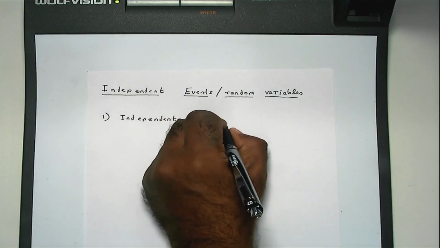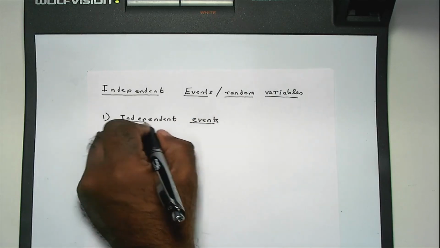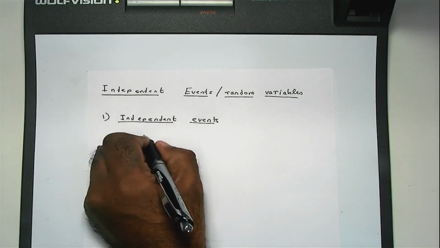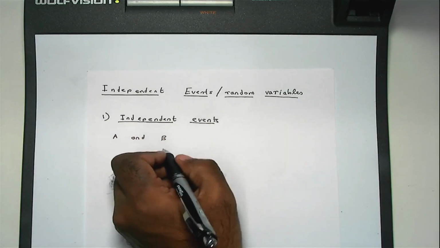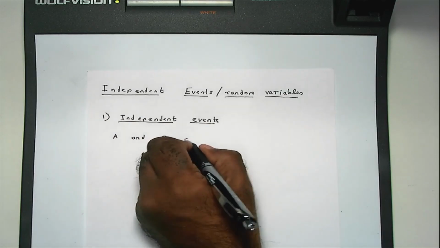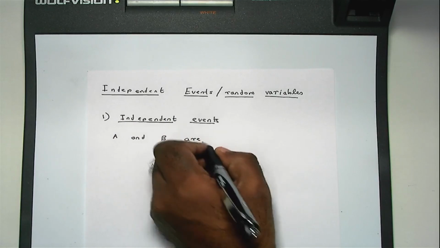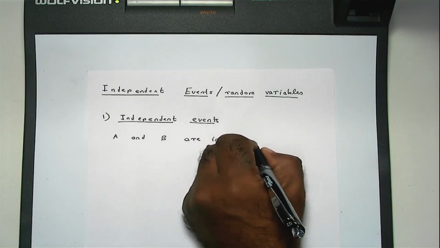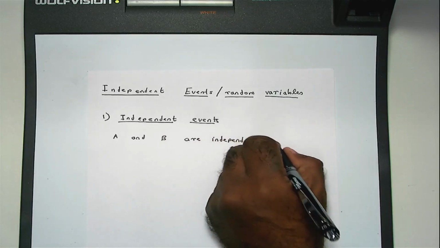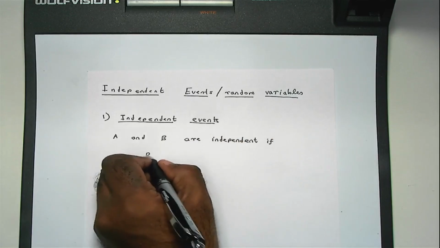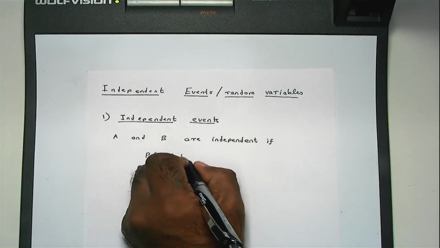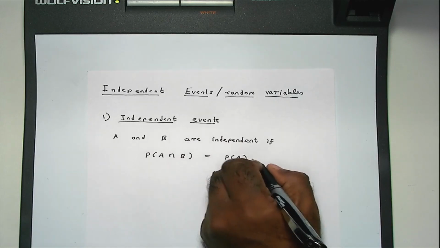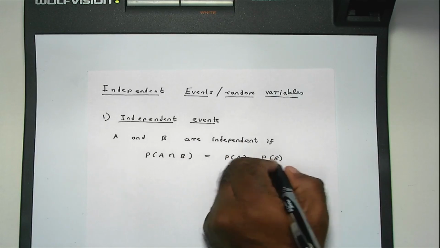You know from probability 1, if you're given two events, say A and B, these two events are independent if the following is true, that the probability of A intersection B is equal to the probability of A times the probability of B. Right? That if you have two events.